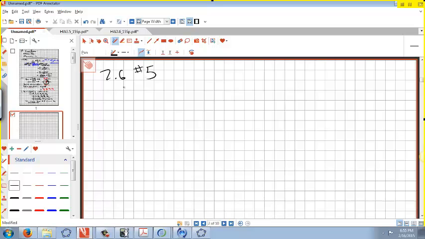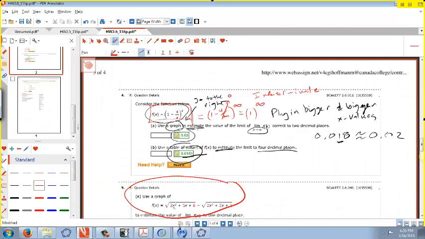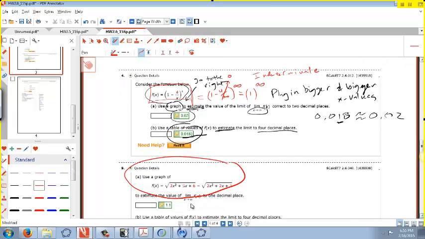This is online 2.6, number 5. The function I'm looking at is the square root of 2x squared plus 5x plus 6 and the square root of 2x squared plus 2x plus 1. You have the difference of two square root functions. So where are we taking this limit to? We're taking the limit as x goes to infinity.